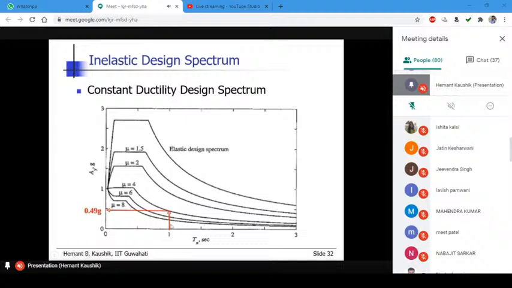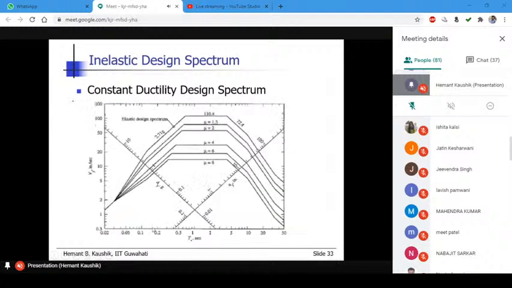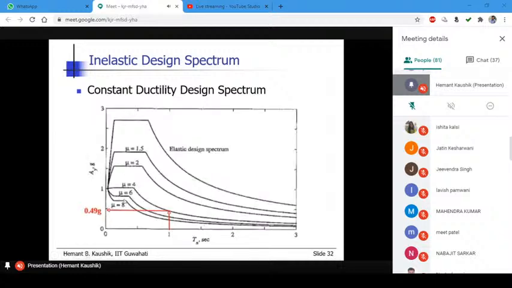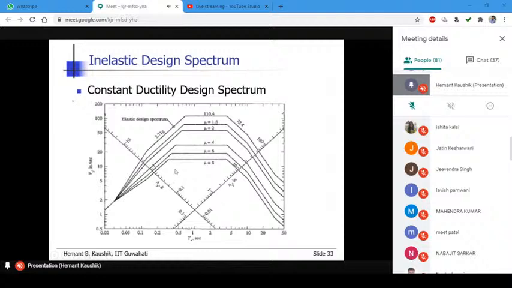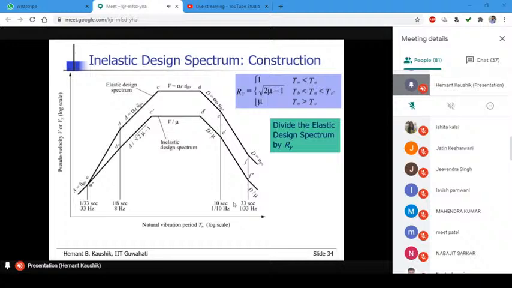For any structure, you can see that the response reduces. This is called constant ductility design spectrum because the ductility is constant for this entire spectrum. It is the constant ductility response spectrum. We can also plot it in the tripartite plot, right? The four-way log plot like we have done before for the elastic spectrum.